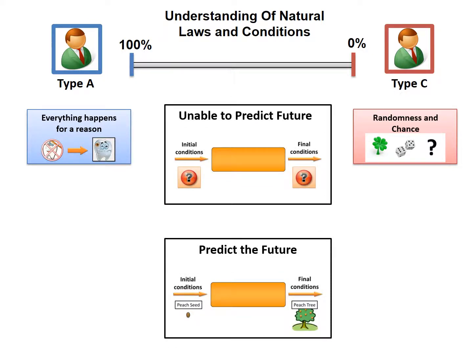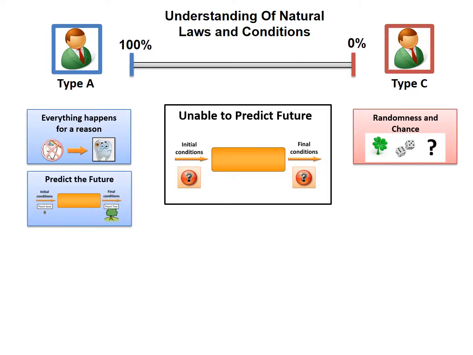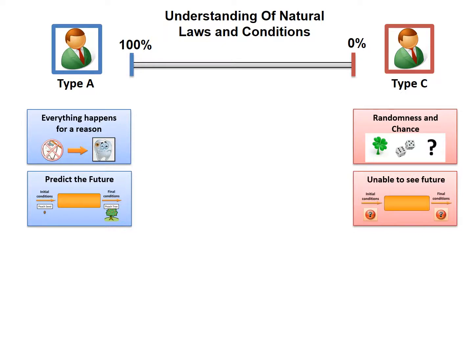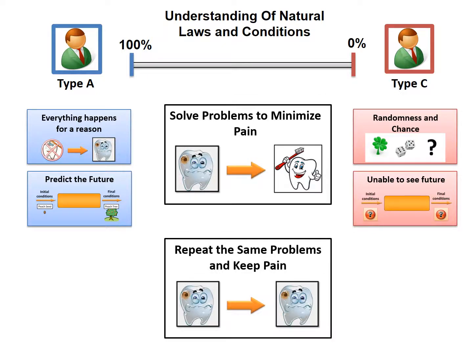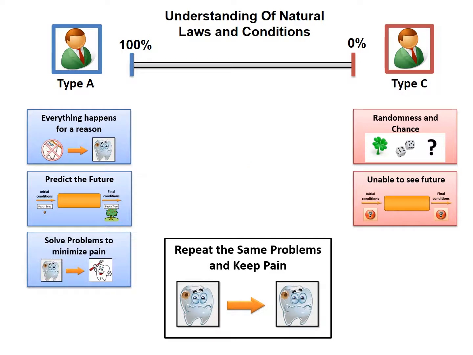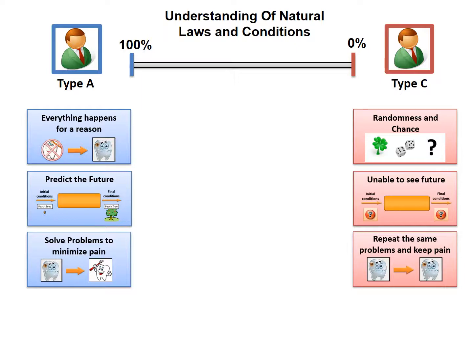Who is more likely to be unable to predict the future? Because the Type A understands the conditions like the type of seed and natural laws like gravity, he is able to predict things will fall and what type of tree the seed will become. The Type C doesn't know natural laws or conditions, so he is unable to predict the future. Who is more likely to solve problems to minimize pain? The Type A understands why something is happening and can change to solve the problem. The Type C doesn't know what is causing the pain, so he does not have the ability to solve it.